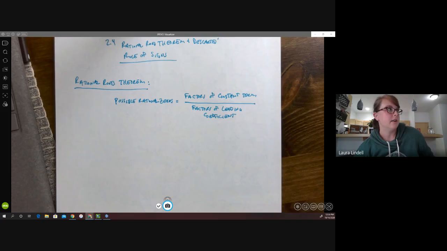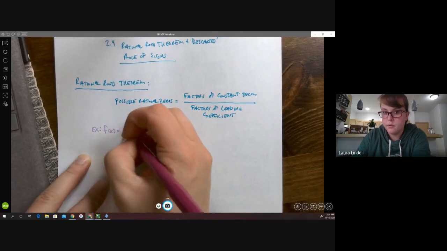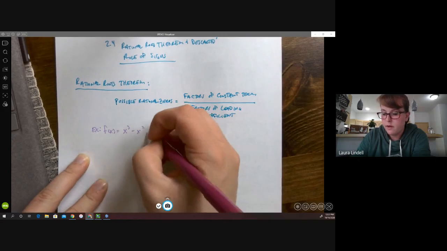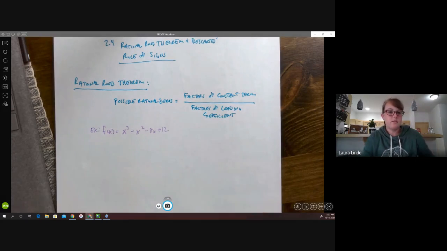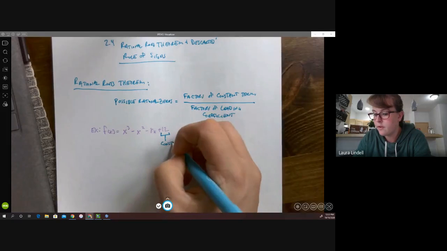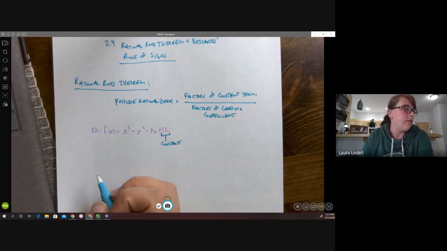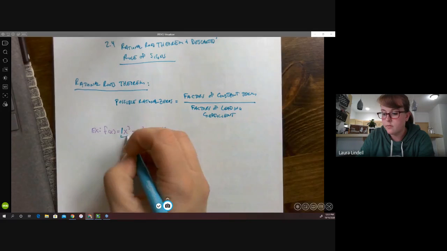So we're going to talk two examples here. The first one, f of x equals x to the third minus x squared minus 8x plus 12. Okay. So first we have to identify what is the leading coefficient and what is the constant term. The constant term is that one on the end that has no x attached to it. That's our constant term. And then the leading coefficient, of course, is the number in front of the highest power of x. So in this case, it's 1, since it's 1x cubed.